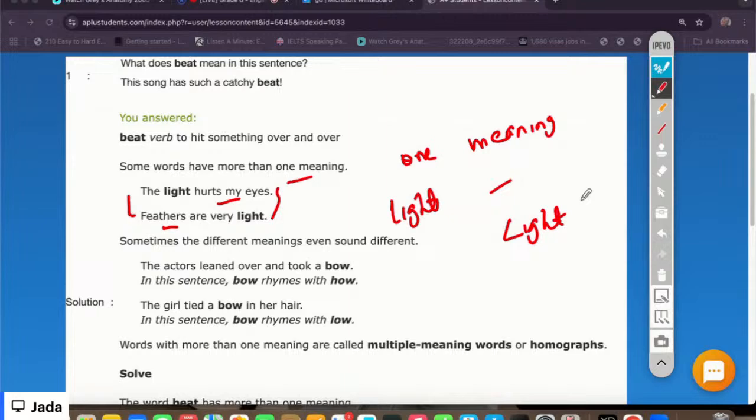Some words would have more than one meaning. Some even have three. Sometimes the different meanings even sound different. For example, "The actors leaned over and took a bow." In this sentence, bow rhymes with how. Now, "The girl tied a bow in her hair." You can see that it's spelled the same way, but in this sentence, the bow rhymes with low. You can see that it has different sounds.